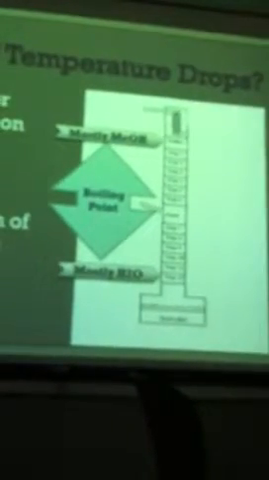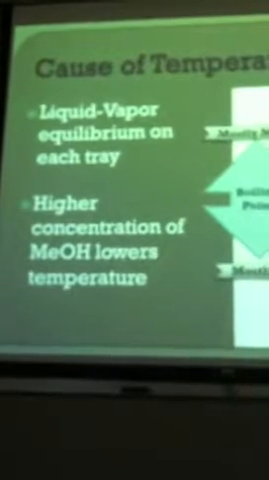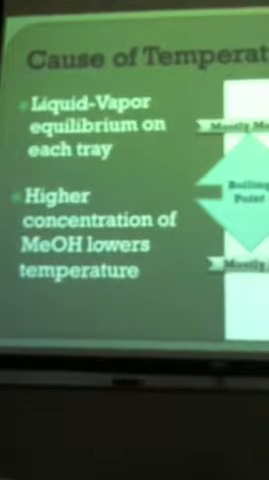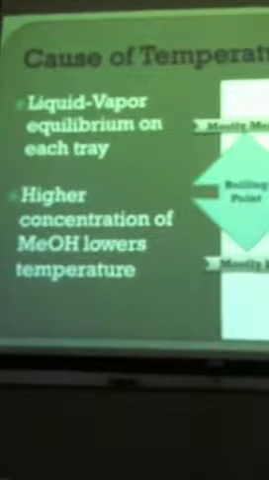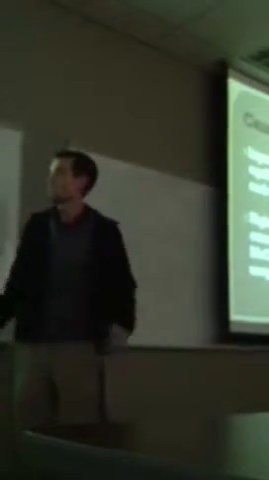The cause of these temperature drops is the liquid-vapor equilibrium on each tray. When you have a higher concentration of methanol on a tray, its boiling point is 64.5, I believe, while water's is 100. So the temperature up here is going to be much lower if you have more methanol in it.